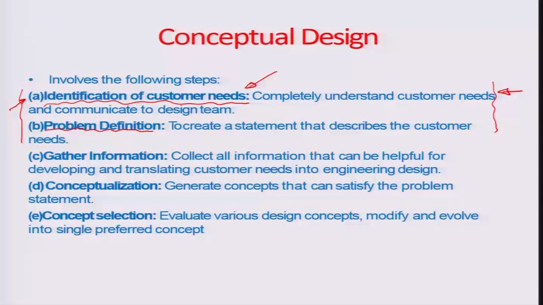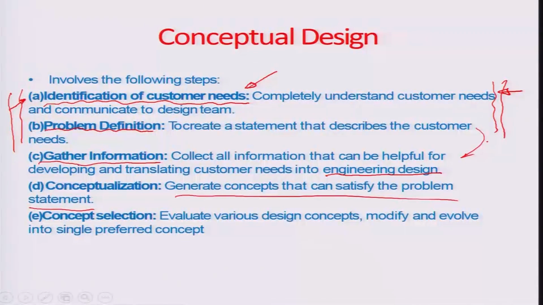Then of course, we talk about gathering all information. So, it is about all the engineering design information which is available in terms of existing intellectual property, and trying to see if we are by any chance crossing domains with any of those which are already laid out. And then finally, you generate concepts that can satisfy a problem statement which you have identified in step 1 here, and then finally evaluate various design concepts, modify and evolve into a single preferred concept which can be applied further for the product layout, the architectural planning, the more detailed specifications, the functionality mapping, etc.